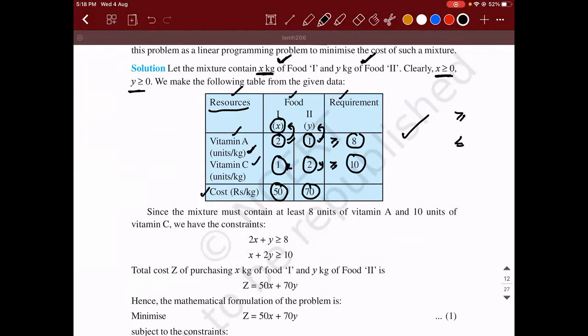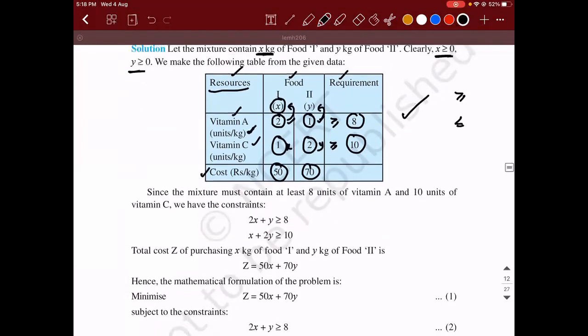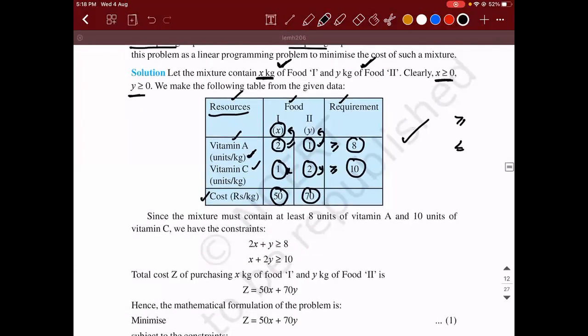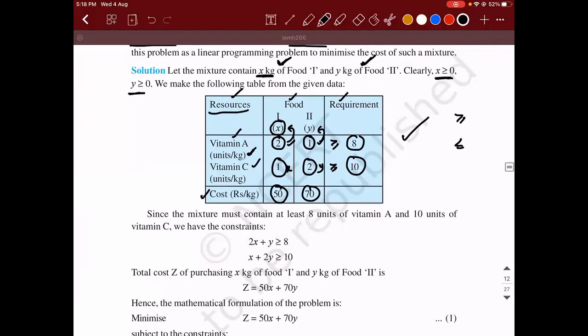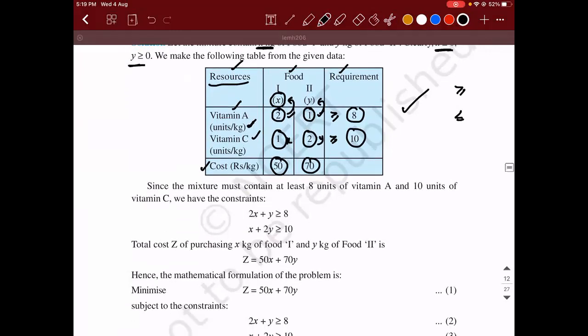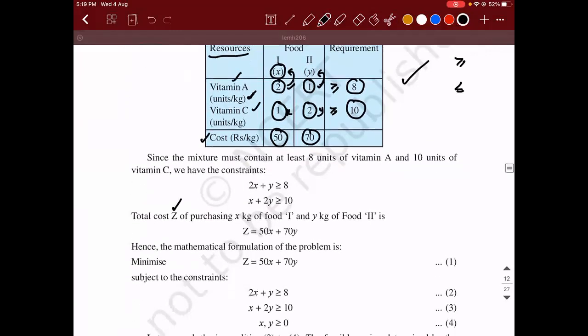Okay. Now, what about the cost? So what is it you need to minimize? You need to minimize the cost. That cost is written as an objective function. So what is going to be the objective function, guys? The total cost Z of purchasing x kilogram of food 1 and y kilogram of food 2 is given as Z is equal to 50x plus 70y. You need to minimize this cost.